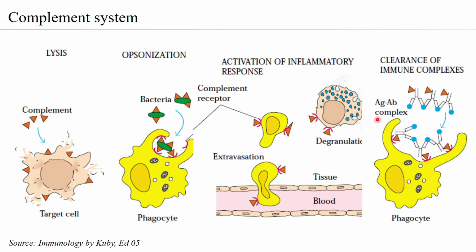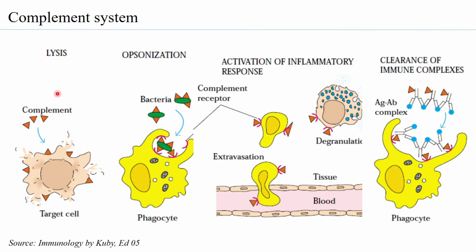Also, it can lead to clearance of immune complexes. If you already have antigen-antibody complexes present, then the complement can bind to these immune complexes, and because of this binding, they are able to recruit phagocytes, neutrophils or macrophages, and these neutrophils and macrophages engulf the immune complexes and clear them. So this is the fourth function of the complement system.